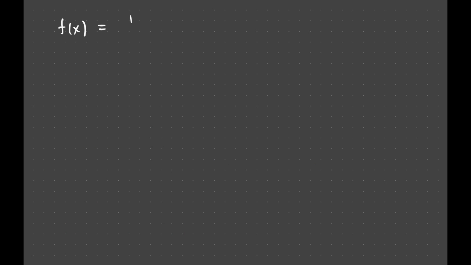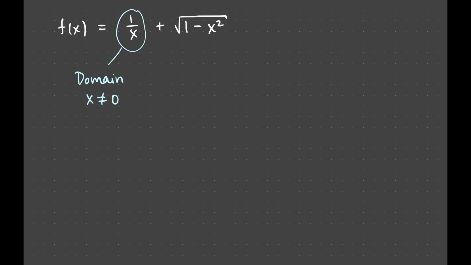Some algebraic expressions are even more complicated, involving multiple pieces. For example, this function is the sum of the previous two functions that we considered. In such a situation, the domain consists of the intersection of the domains of each of the pieces. In other words, an input is valid if and only if it works for both pieces simultaneously. The valid inputs for the first summand were found to be all x that are non-zero, and the valid inputs for the second summand were found to be all x between minus 1 and 1.